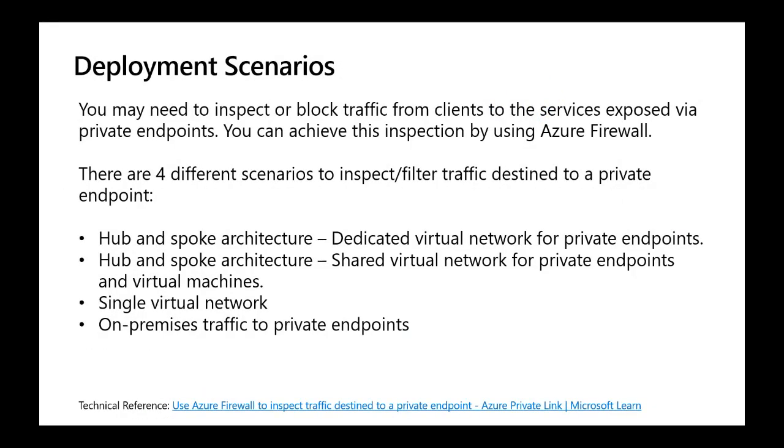Now, when it comes to Azure Firewall inspection of traffic going to the private endpoint, we currently have 4 supported scenarios. This is where you want to inspect that traffic with Azure Firewall, like we saw the benefits that accrue from it: the visibility, the stopping of the advanced threats. The first scenario that is supported is what we call the hub and spoke architecture, and this is where you have a dedicated virtual network for your private endpoints.